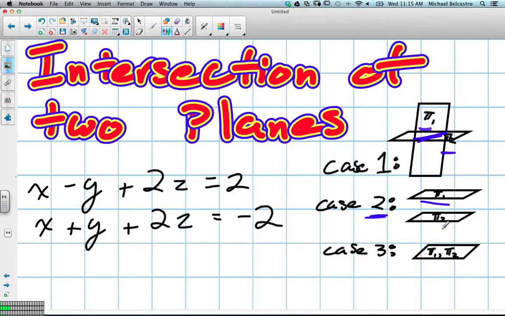Case 2 is when we have two parallel planes, which means they'll have no points of intersection. And case 3 is when they're coincident planes, or they're the exact same plane. They're identical to each other.